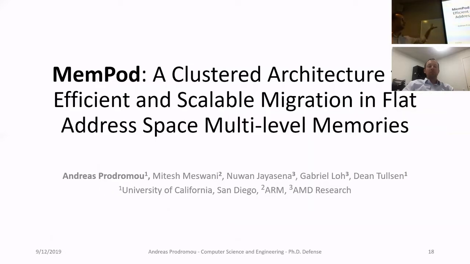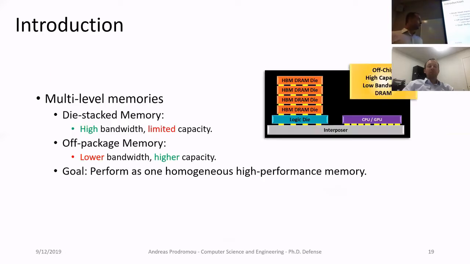The full title is this. And it's a memory manager for flat address space multi-level memories. Let's look at these terms. A multi-level memory is when we have two or more kinds of memory. In this work, we assume on-chip, 3D stacked, high bandwidth, limited capacity HBM, and lower bandwidth, higher capacity DRAM off-chip. The goal is to have the two memories work as one homogeneous high-performance memory.